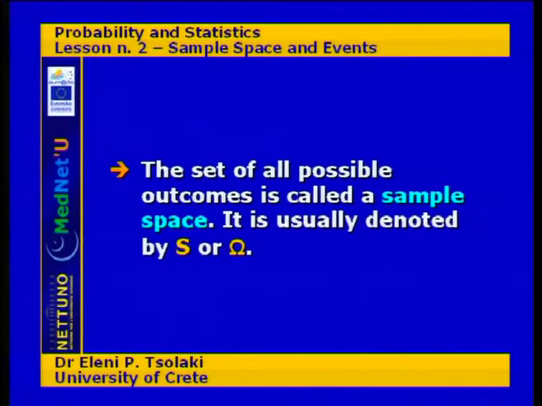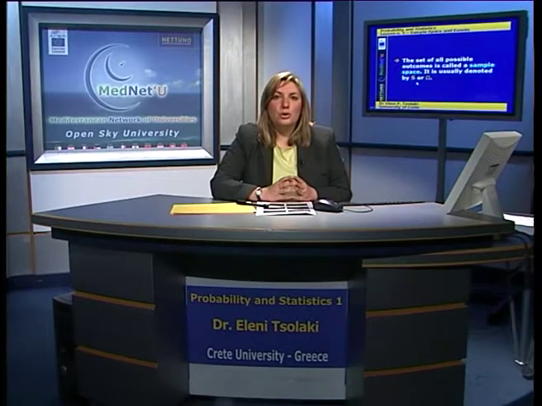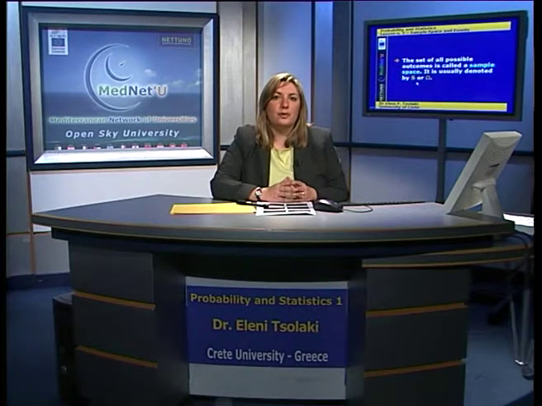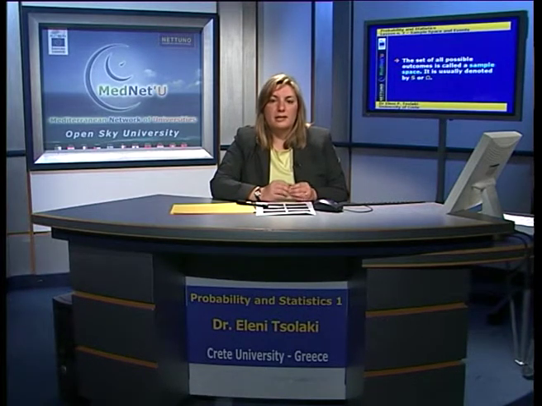So, the set of all possible outcomes is called a sample space. It is denoted usually by one of the letters, capital letter S or the capital Greek letter omega. In statistics books or probability books, we can find any of these letters used. For this course, from now on, we're going to use the capital letter S when denoting the sample space. We are going to go back to our examples and look one by one and see now how the sample space is defined. What is exactly the sample space in our examples?